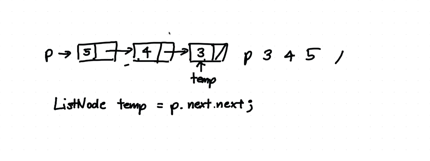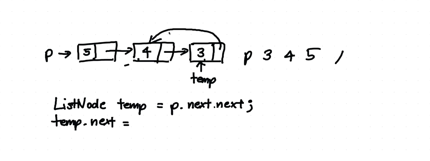All right, so our next step is 3 needs to point to 4. So let's just go ahead and do that right now. We're going to get rid of that arrow, and then we're going to make that point to 4. All right. So how do we represent that? We're going to say temp dot next equals, and how do we represent this? P points to 5, P dot next points to 4. So we're going to say P dot next.